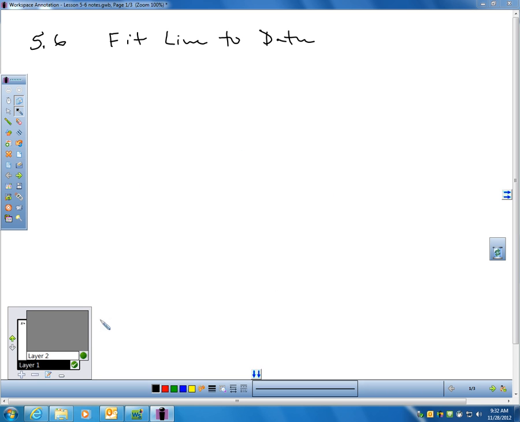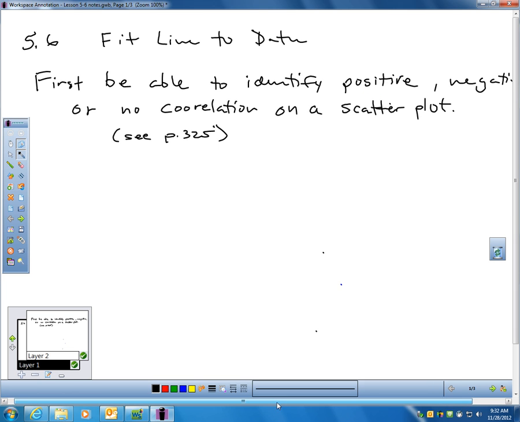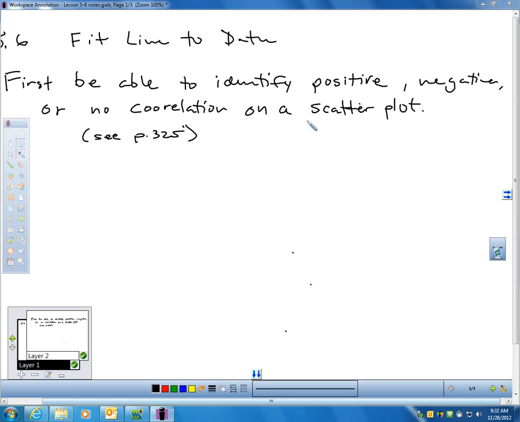To fit a line to data, there's a few things we have to know and be able to do. And the first of those is to be able to identify a positive, negative, or no correlation when we have a scatter plot. So please look at the top of page 325 and you'll see a picture of each of these relationships. Now, a couple of vocabulary words that I should talk about as we go through this.